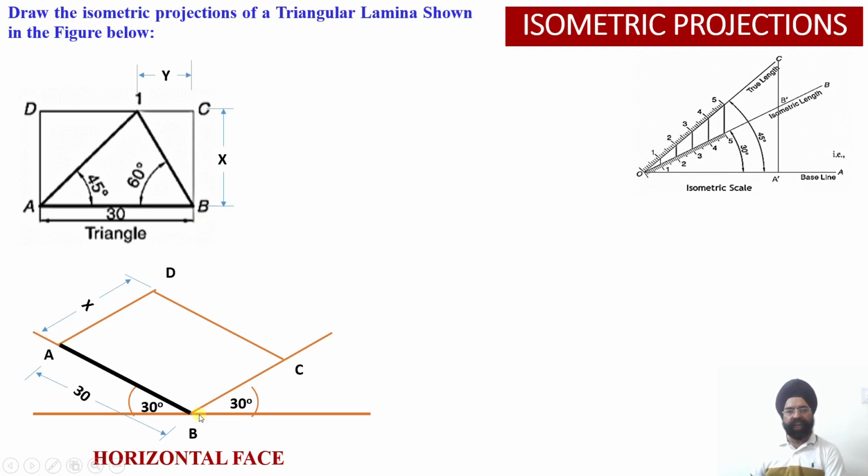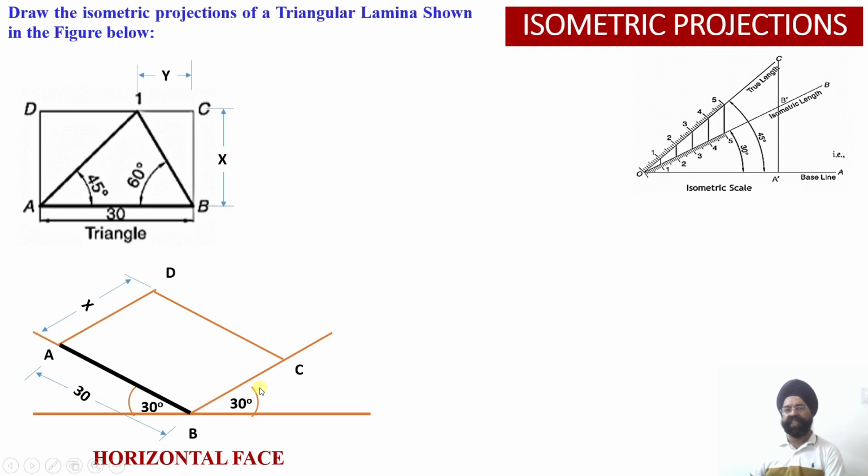So AB is located. Now the only thing is I need to locate point 1. Using rectilinear distances, please see again, I repeat, using rectilinear distances, point 1 has to be located. So how do I locate point 1? From B, you move towards C at a distance x. So from B, I have moved towards point C at a distance x.